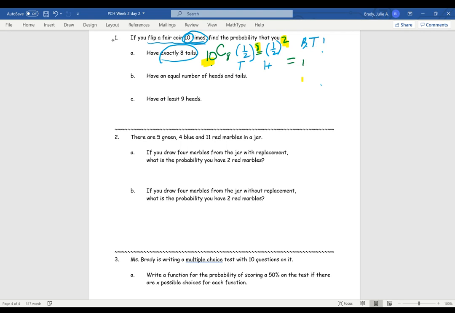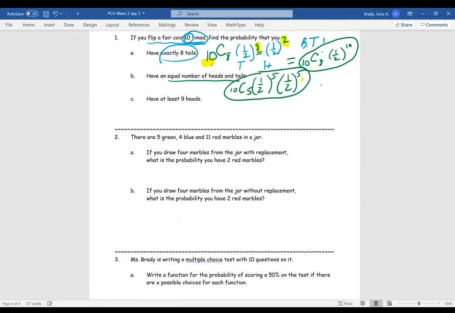So if we want to simplify this, we've got 10 choose 8, and we would have 1/2 to the 10th. Now if we want an equal number of heads and tails, we would have tails 5 times, heads 5 times, 10 choose 5, or whatever is equivalent.